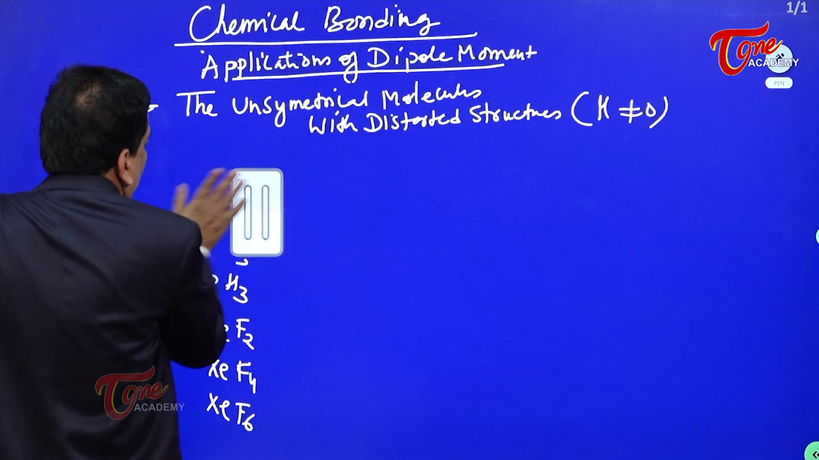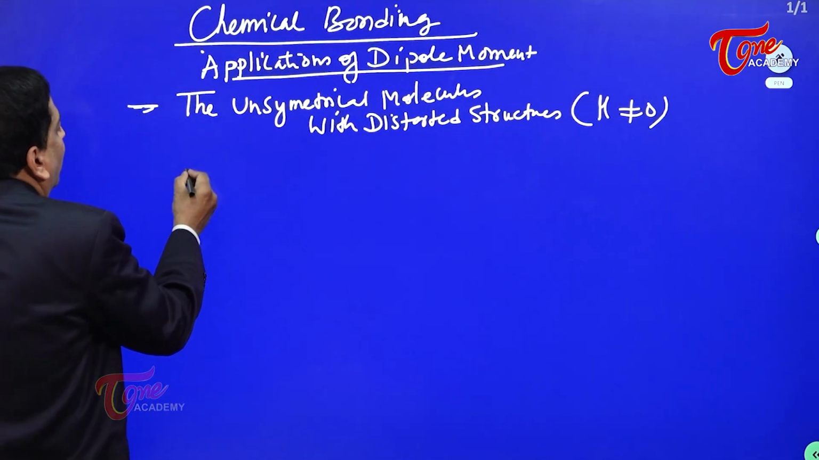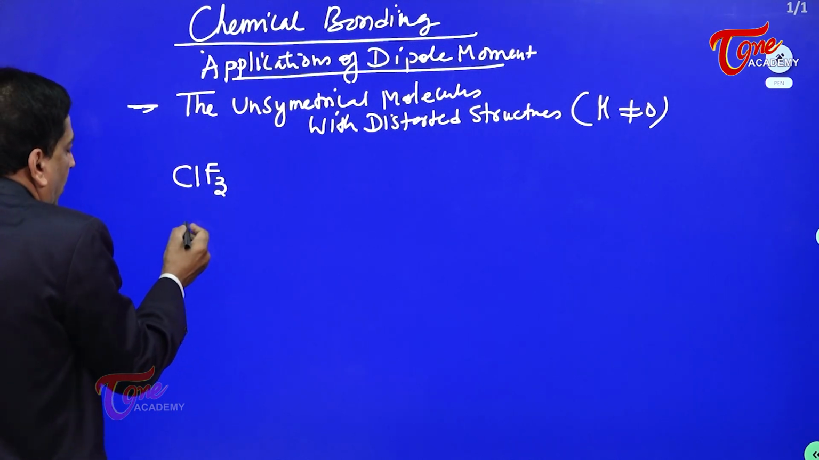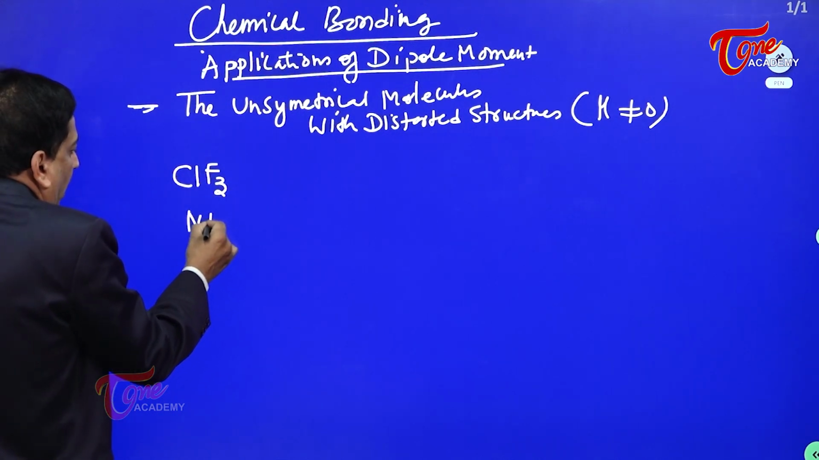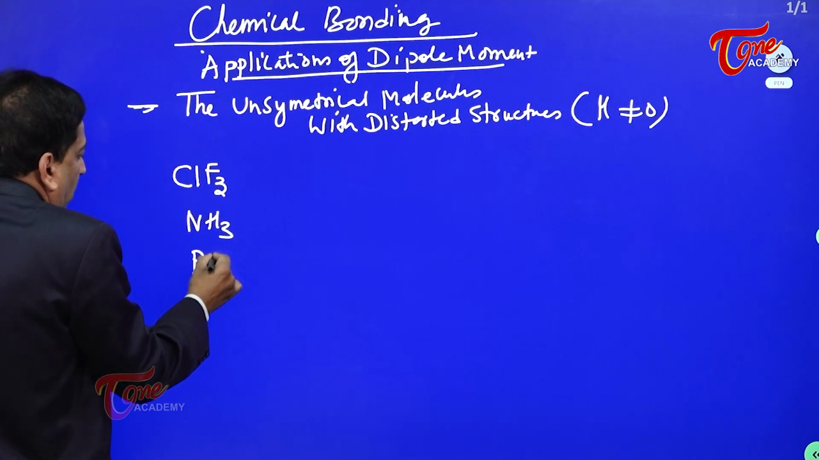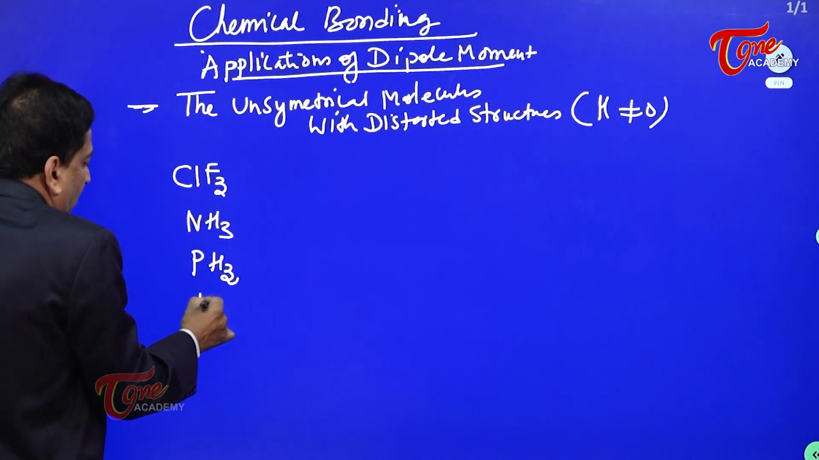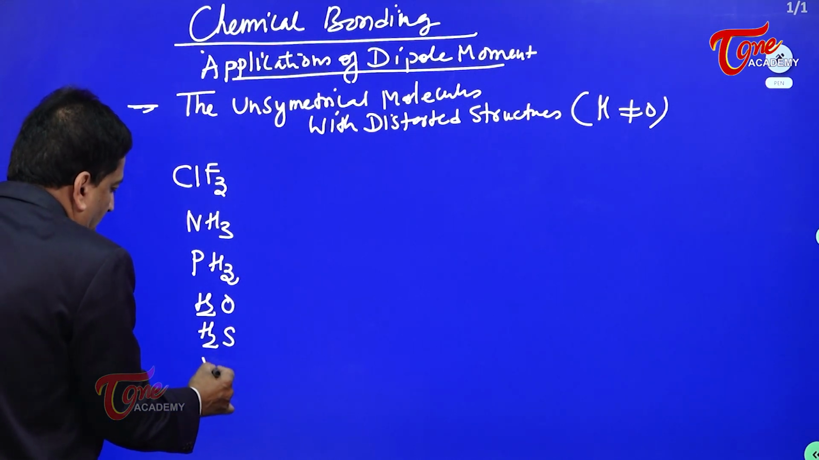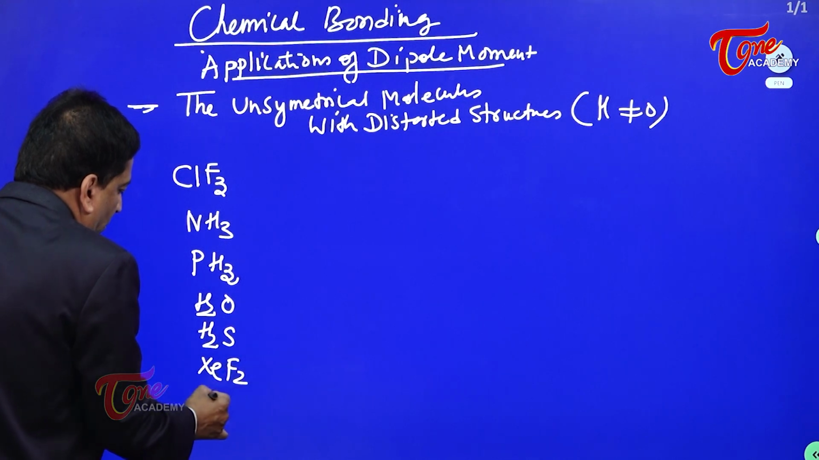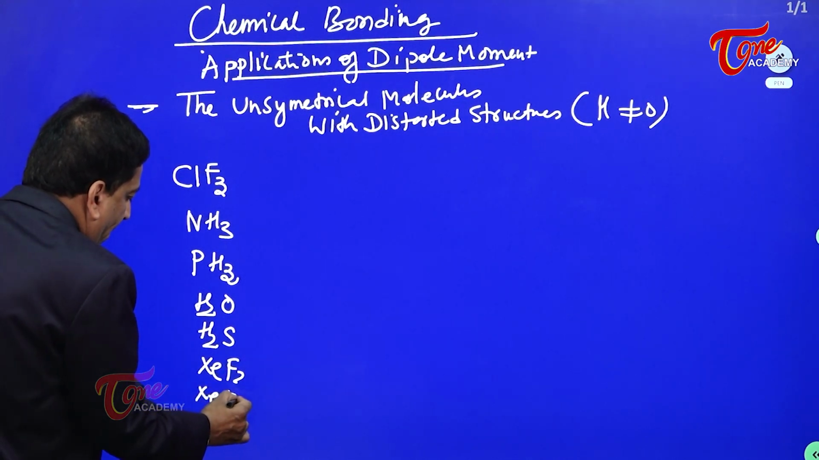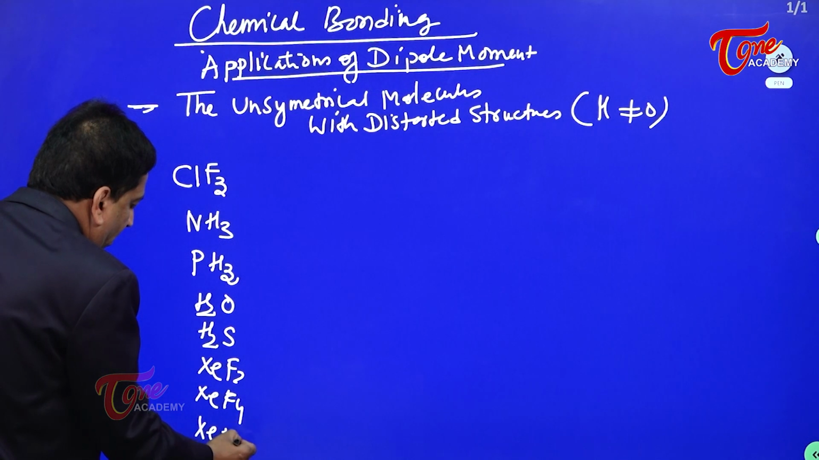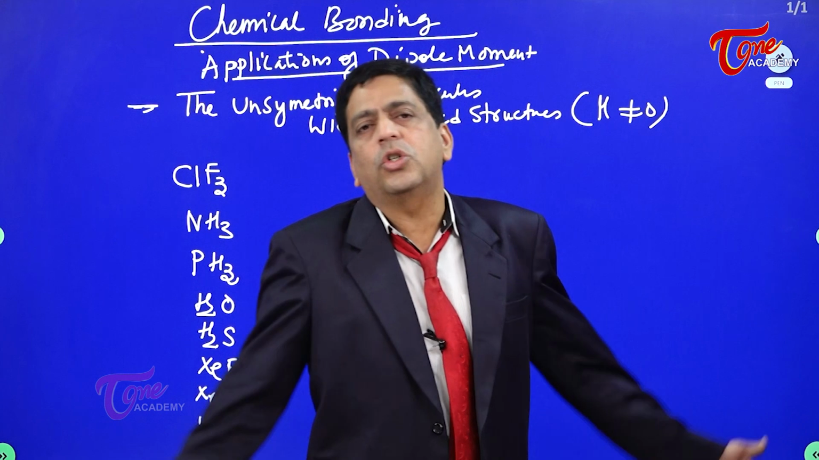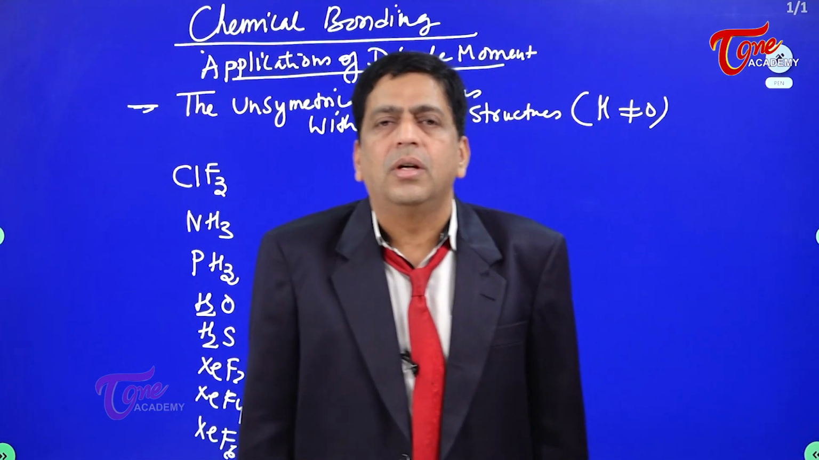Let's rewrite properly. ClF3, this is an interhalogen compound. Then you have ammonia. Then you have PH3. You have water. You have H2S. You have XeF2, XeF4, and XeF6. You don't have XeF7. Right? So these are all the molecules. What is common in all this? Let me check out.